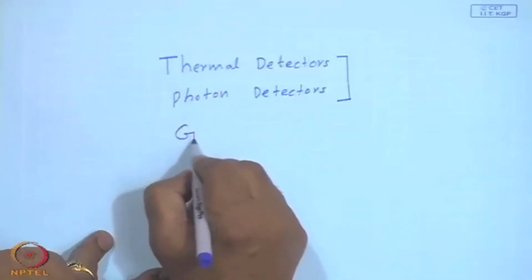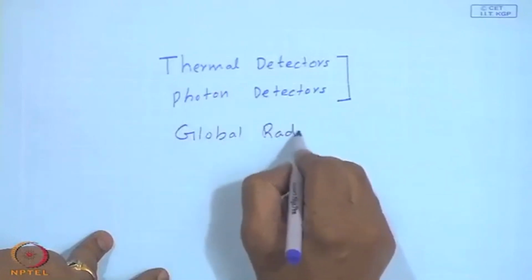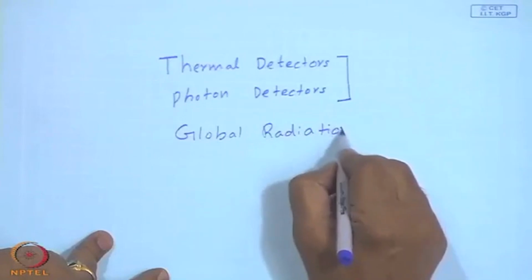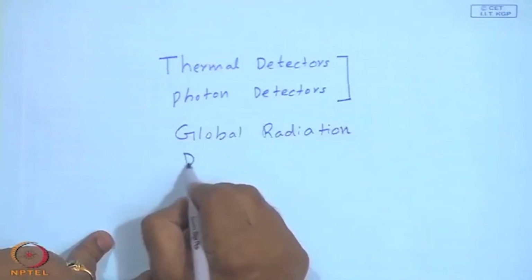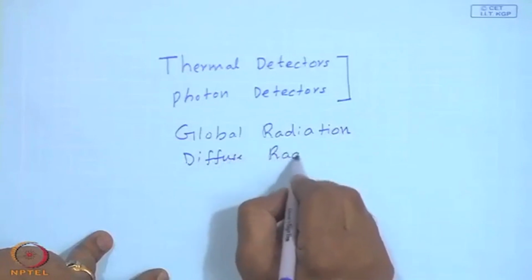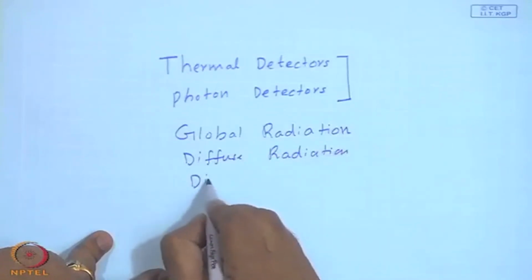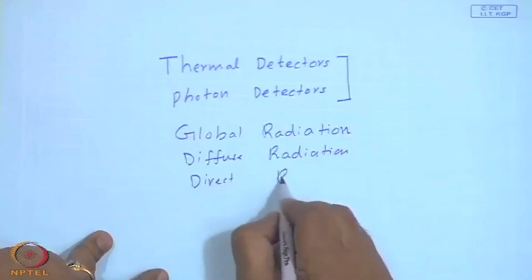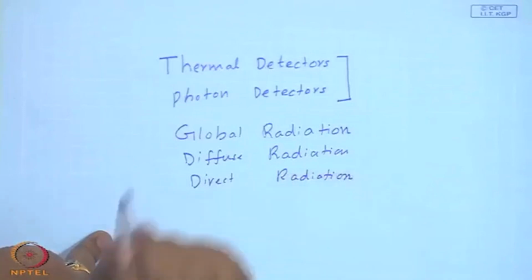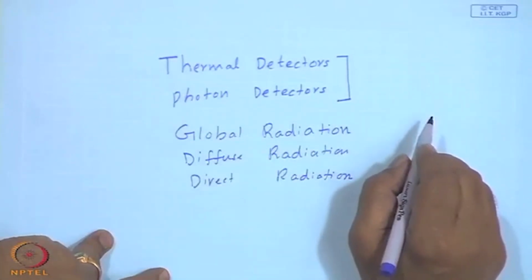Those that measure the global radiation, which is the sum total of direct and diffuse components of radiation. And the third variety measures the direct radiation. We noted already that direct radiation needs to be measured by focusing the instrument towards the sun.